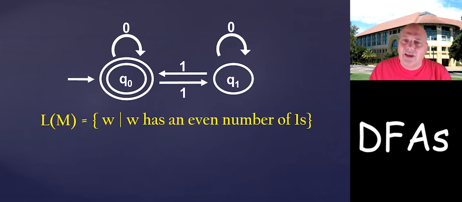These are all the strings that have even number of ones. You can see that zeros don't change your state. Only ones change your state, and they change it from accept to reject. You start in accept, and every 2 ones, you'll go back to accept.